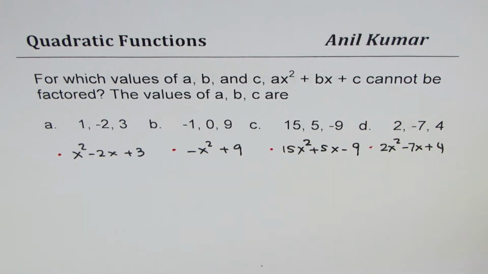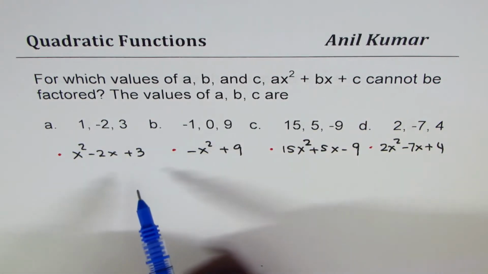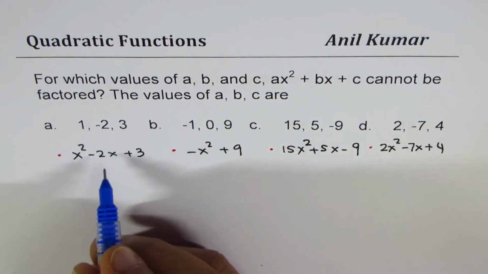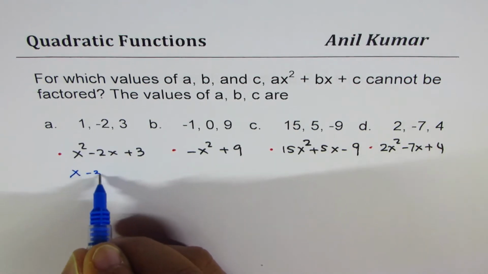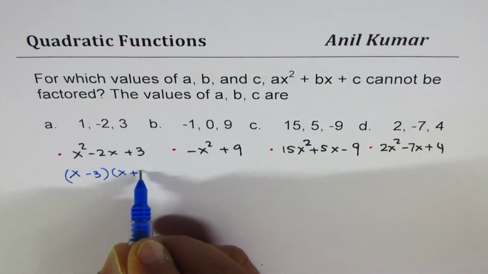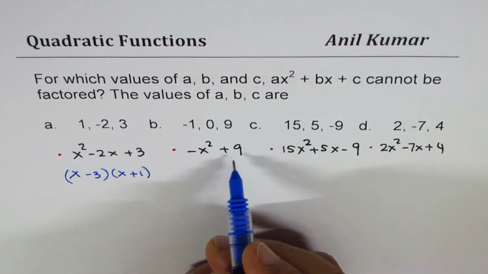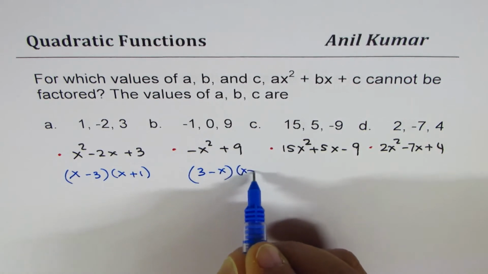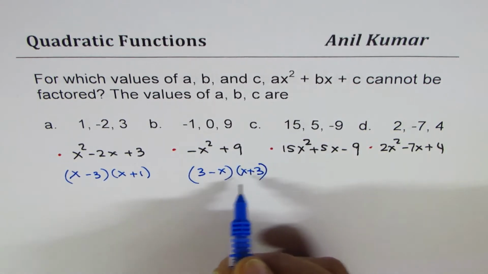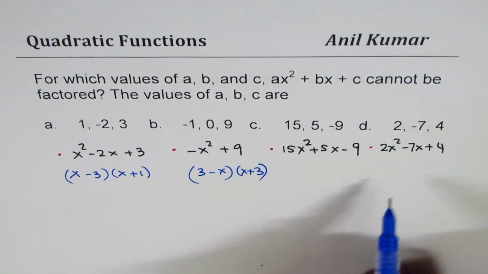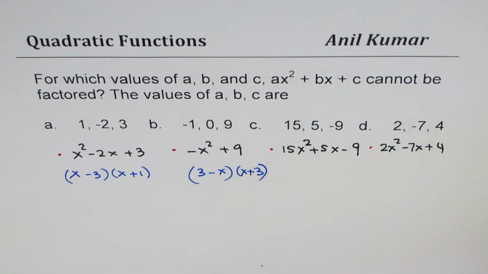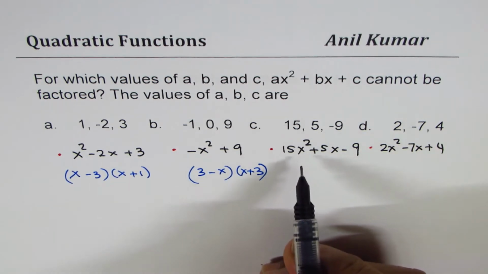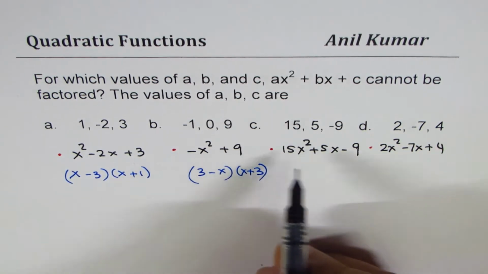So one approach is definitely to try factoring them, right? So we're looking for a product of 3 and sum of minus 2. So we could factor this as x minus 3 times x plus 1, no problem. This is a difference of squares, and it could be written as 3 minus x times 3 plus x, not a problem, right? So likewise, you could do and figure it out. But here is a rule which will help you to answer the question without even trying to factor.